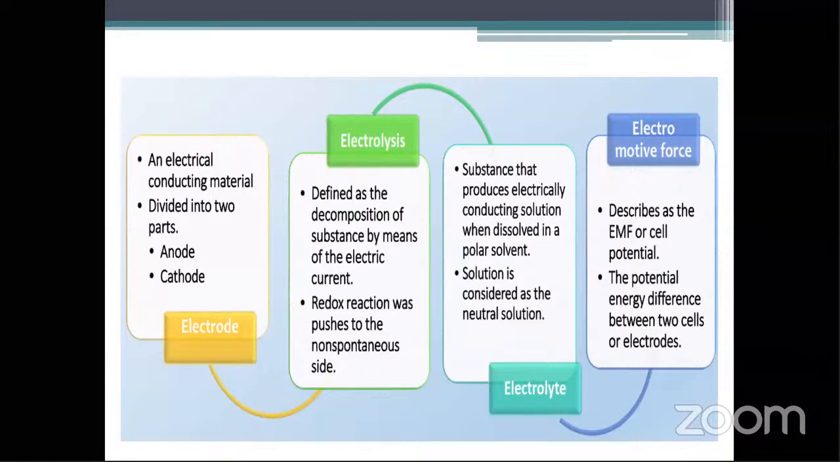What is an electrolyte? A substance that produces an electrically conducting solution when dissolved in a polar solvent. The solution is considered a neutral solution. So what is the meaning of electromotive force? Electromotive force is described as the cell potential, the potential energy difference between two cells or electrodes. That is known as electromotive force.